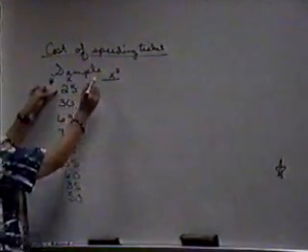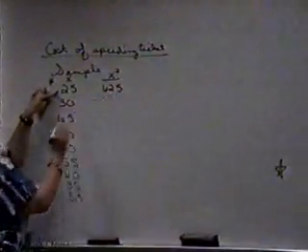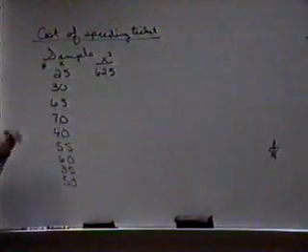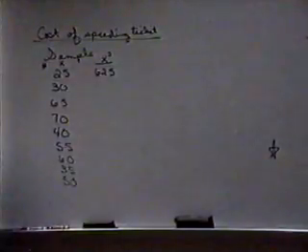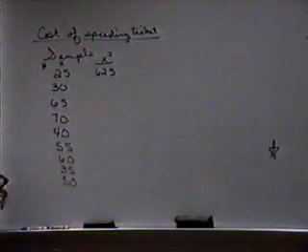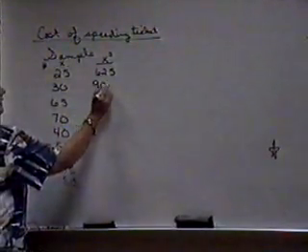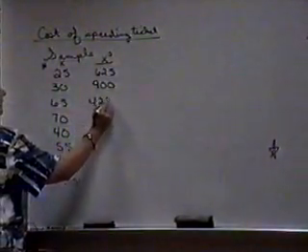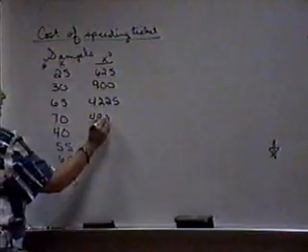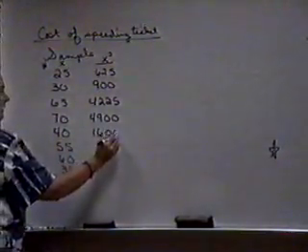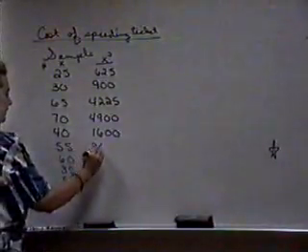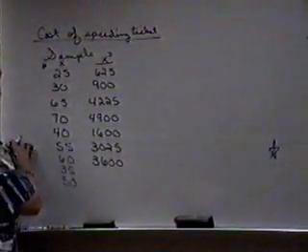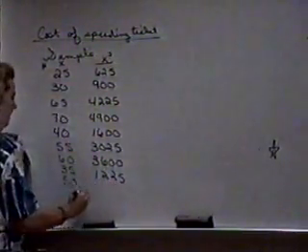So I'm just going to take 25 squared and write that down. Okay, now you might want to get your calculator and work along with me so that you can see where I'm getting these numbers, but we're just going to continue squaring each one of these numbers. 30 squared, 65 squared, 70 squared, 40 squared, 55 squared, 60 squared, 35 squared, and 50 squared.